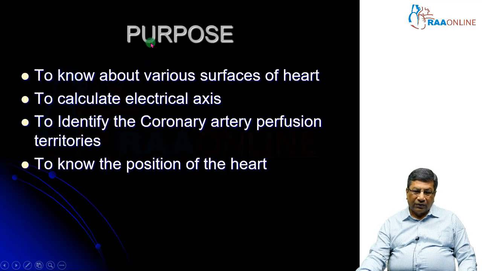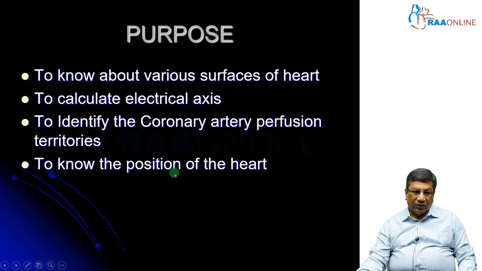Now, why do we have to learn about the lead system? As I told you, the primary purpose is to look at various surfaces of the heart. So I must have a method by which I can look at the various surfaces of the heart. Second, I must know in which direction my net cardiac impulse is traveling, that is the calculation of electrical axis. And third, if the patient is presenting with acute coronary syndrome, especially with ST elevation myocardial infarction, I must know which coronary artery is likely to be occluded. And I must know the position of the heart, whether it's horizontal, vertical or intermediate. So for all these purposes, you must know about the lead system.